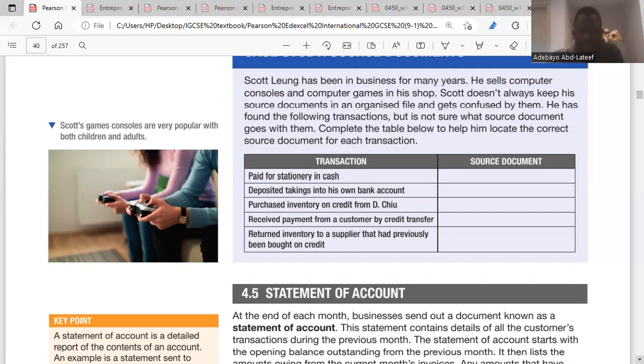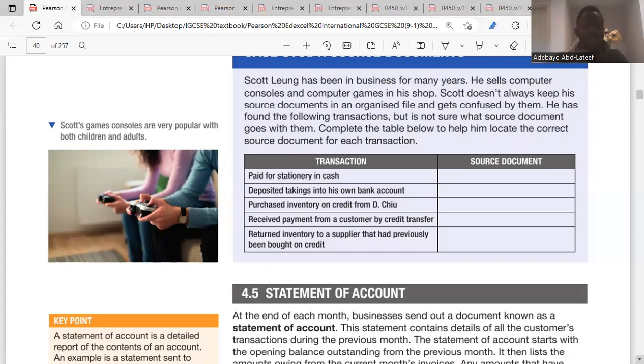So first, paid for stationery in cash. That means you've made the cash payment. If you made a cash payment, you get a receipt. The source document will be a receipt. You paid for stationery in cash. You made the payment. Yes.